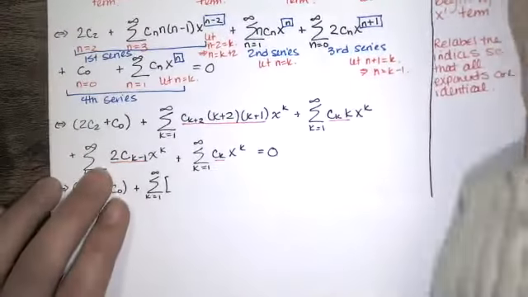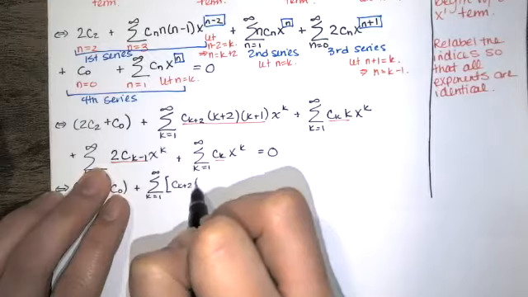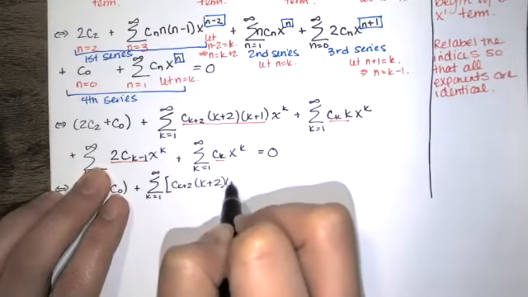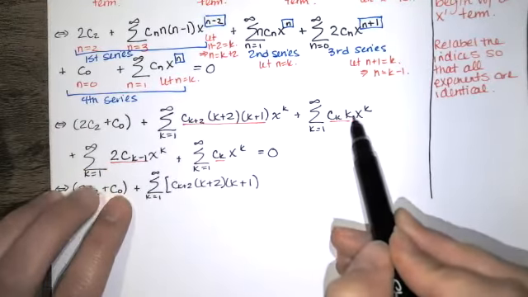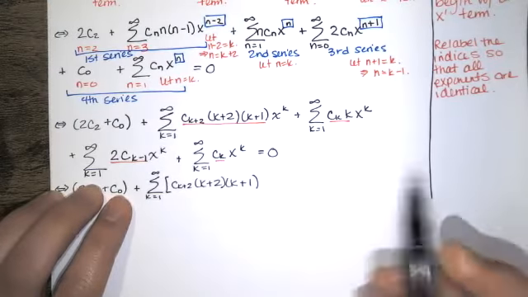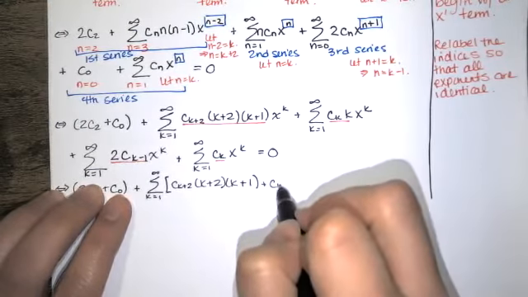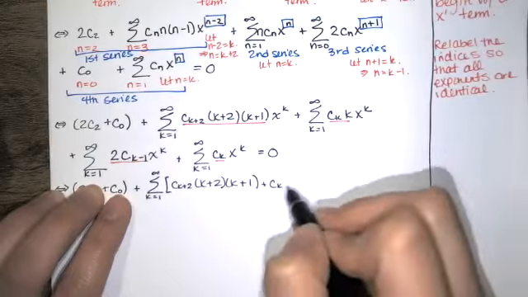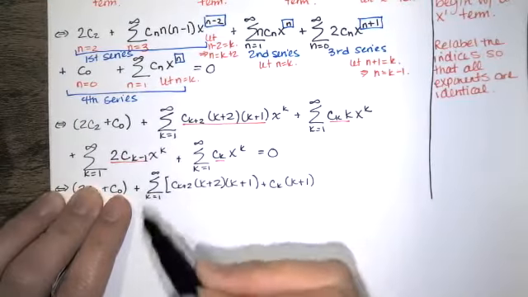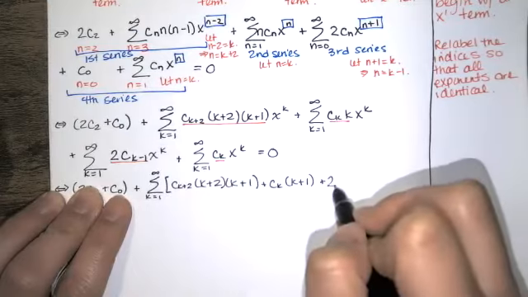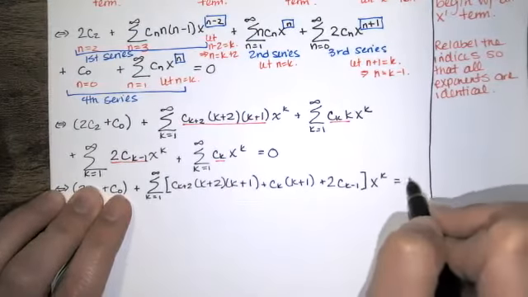And so this is what we get. We'll have c sub k plus 2 times k plus 2 times k plus 1. And here I've got a c sub k plus a c sub k, or c sub k times k plus a c sub k. So I think I'll factor out a c sub k from those. So that'll be c sub k times k plus 1 from those two. And then this one is just a 2 c sub k minus 1. And all of that is multiplying x to the k, which equals 0.